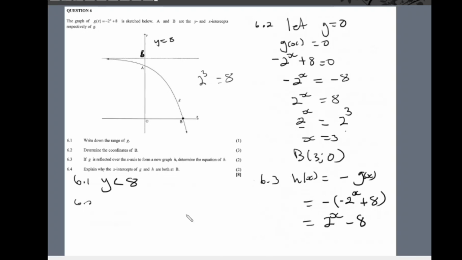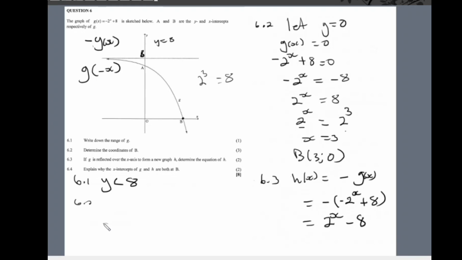So if you want to reflect the graph about the x-axis, you will just need to say minus g of x, and if you need to reflect it about the y-axis, you just have to say g of minus x.